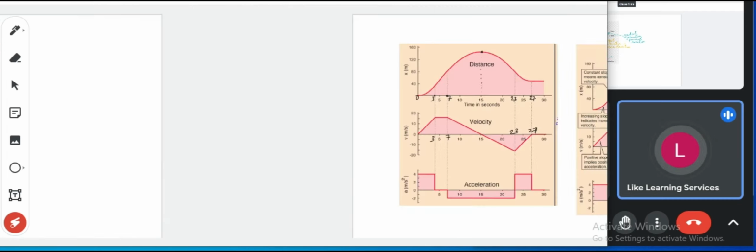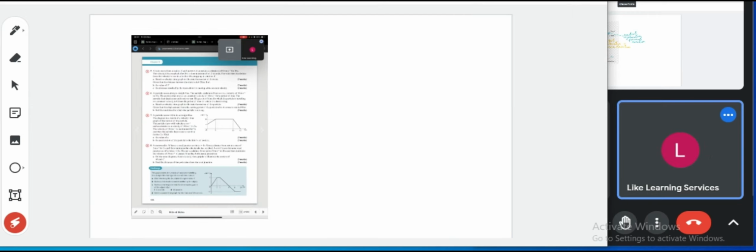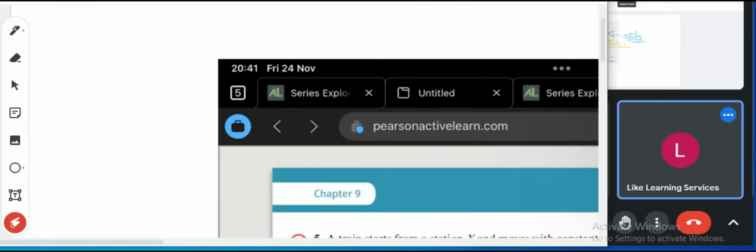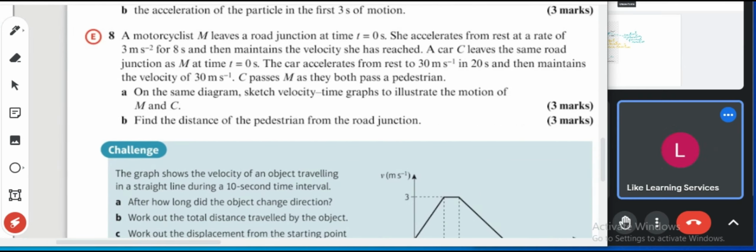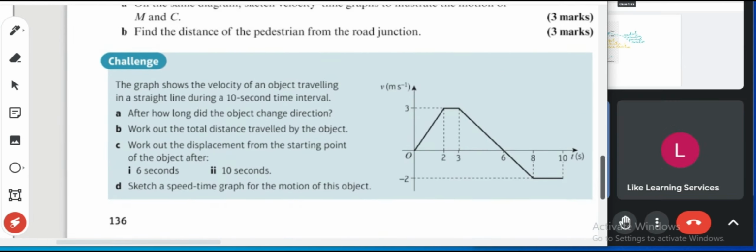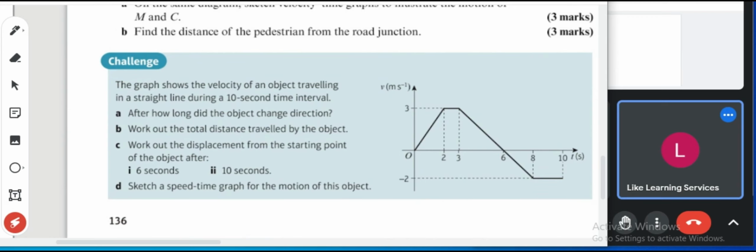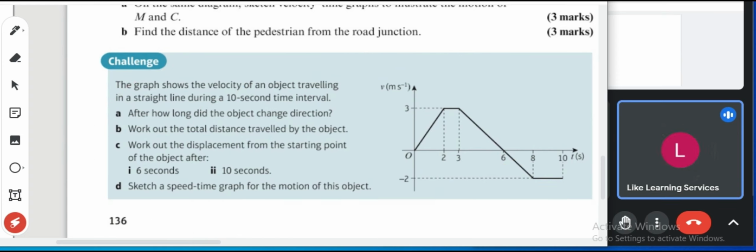Okay, having said that, let's quickly attempt some questions. Let's practice this. Go to page 4 and let's see this challenge. You may need to zoom in properly to see it better.